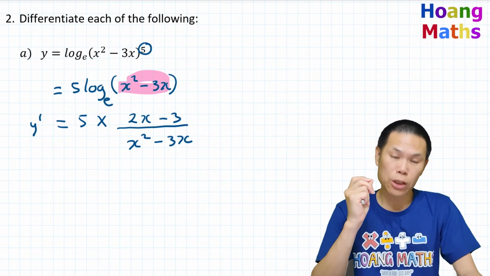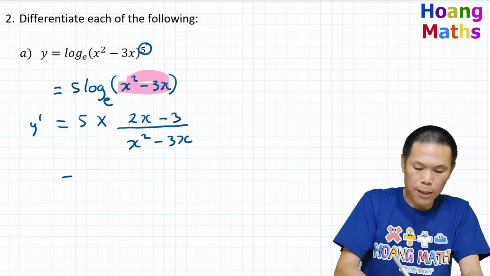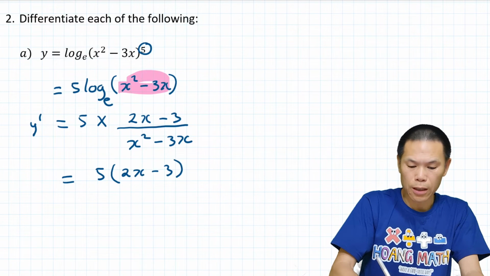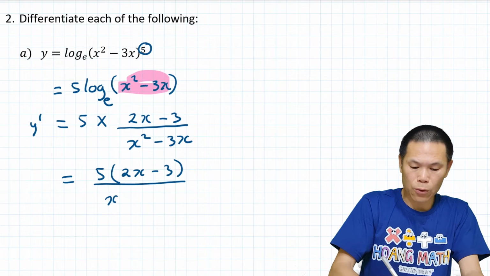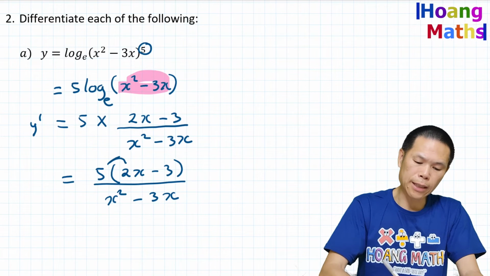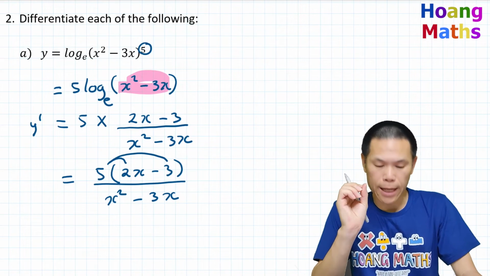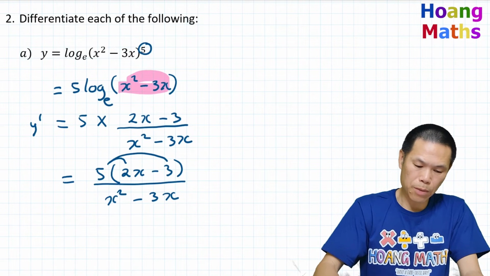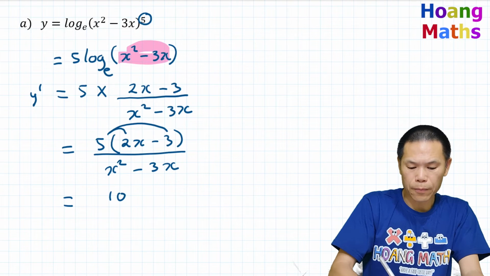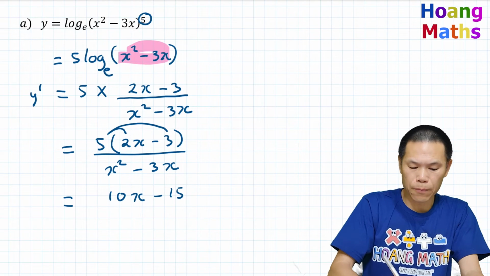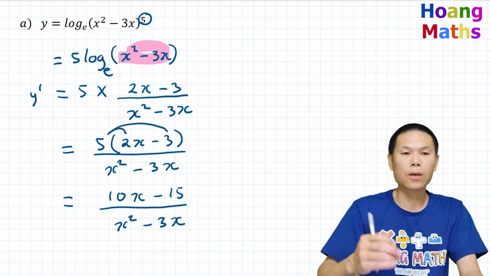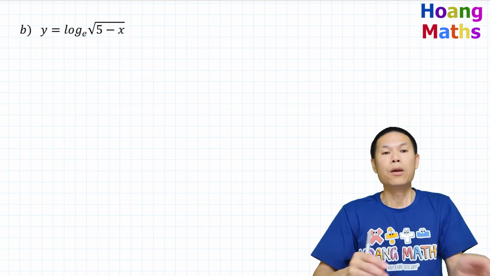So now what I do, I just simplify this. So that will give me 5. I just write in bracket form first, 2x minus 3 over x squared minus 3x. So what I can do is I can just expand this out, okay? So that becomes 10x minus 15. So that is equal to 10x minus 15 over x squared minus 3x. There you go. Part B.